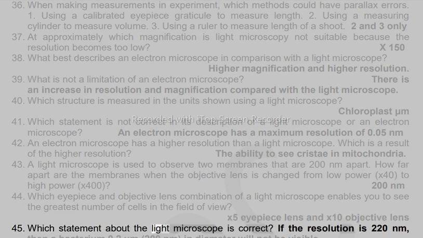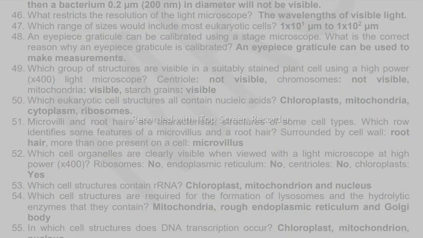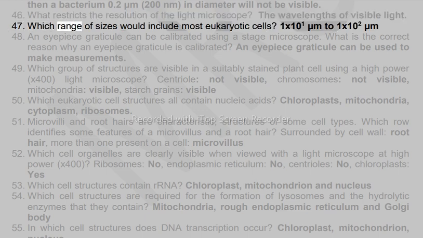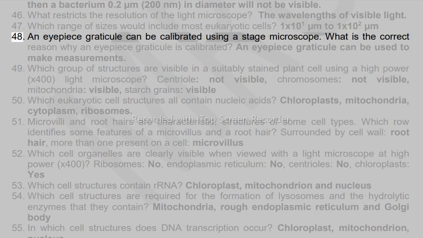45. Which statement about the light microscope is correct? If the resolution is 220 nanometers, then a bacterium 0.2 micrometers, 200 nanometers, in diameter will not be visible. 46. What restricts the resolution of the light microscope? The wavelengths of visible light. 47. Which range of sizes would include most eukaryotic cells? 1 × 10^1 micrometers to 1 × 10^2 micrometers.